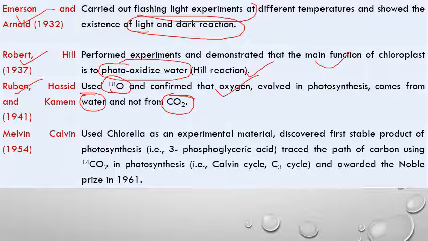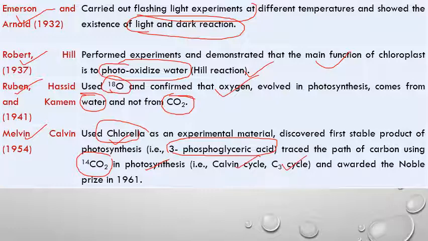The next was Melvin Calvin. He gave the famous Calvin cycle, that is also known as the C3 cycle. They used chlorella as experimental material and discovered that the first stable product of photosynthesis was a 3-carbon compound, which is known as 3-PGA or 3-phosphoglyceric acid. They traced the path of carbon by using the carbon 14 isotope of carbon dioxide in photosynthesis, and they gave the Calvin cycle or C3 cycle.